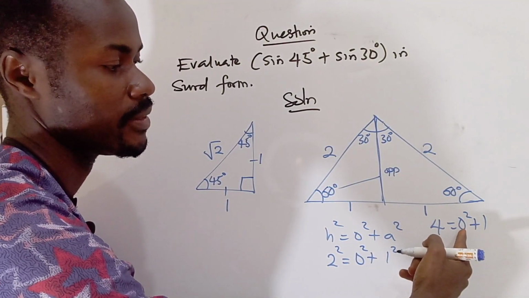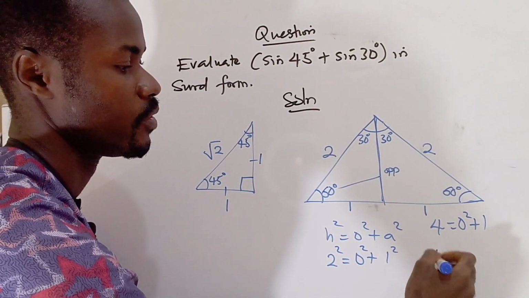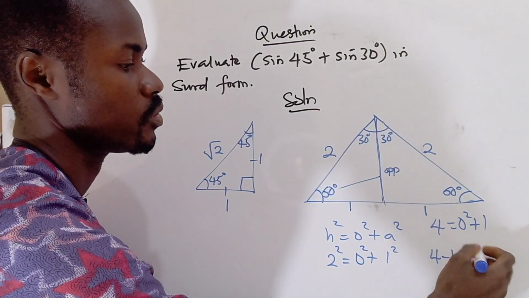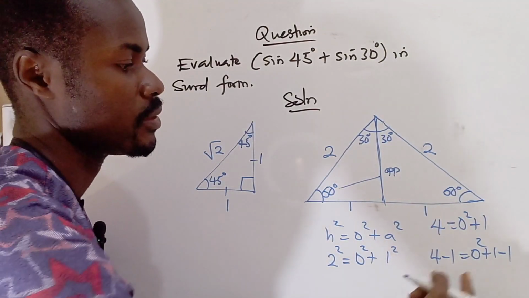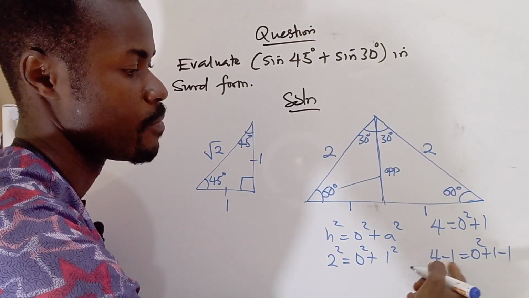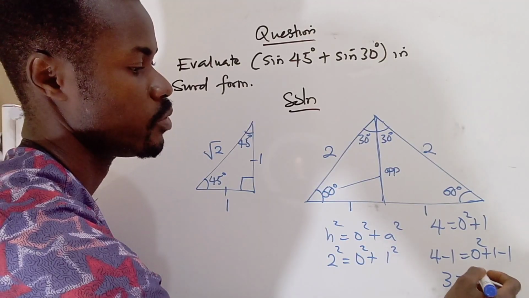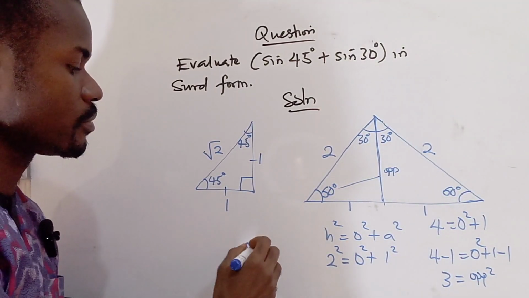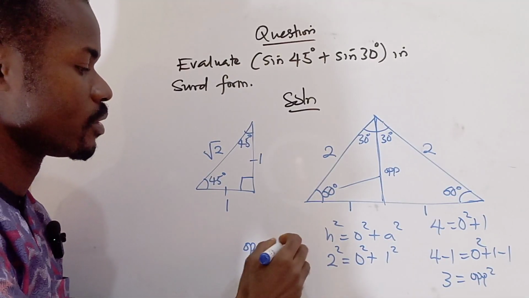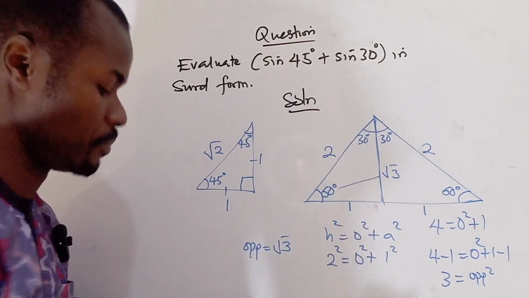So how do I find opposite square? I'm going to subtract 1 from both sides, so 4 minus 1 is equal to opposite square plus 1 minus 1. Alright, so this is going to give us 4 minus 1 is 3, which is equal to, this is 0, so we have opposite square. So the opposite here is going to be square root of 3. So this is square root of 3.